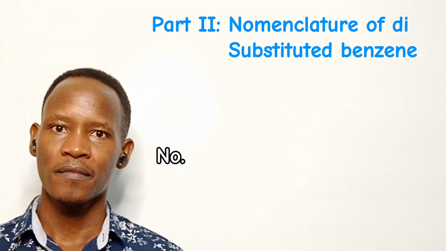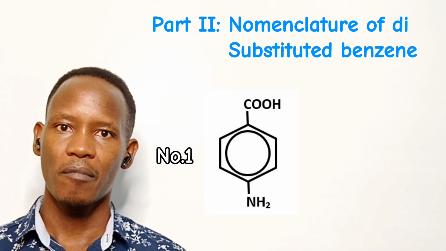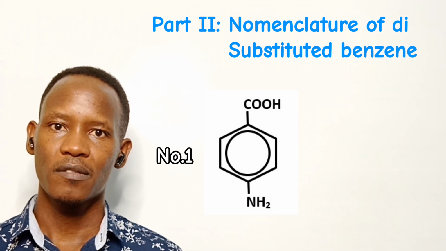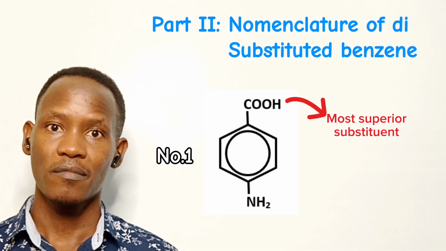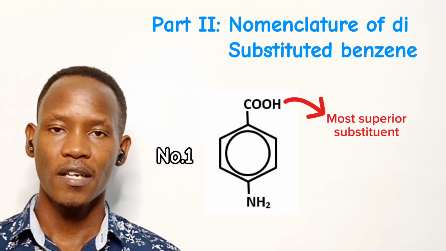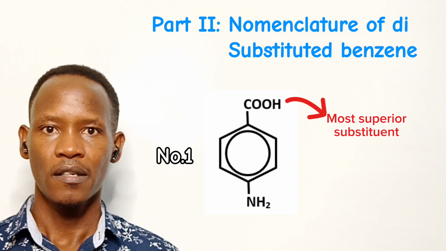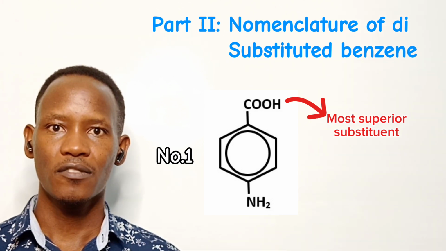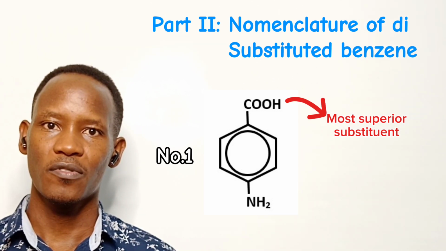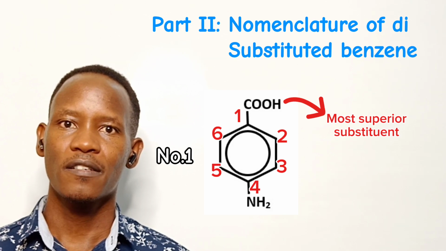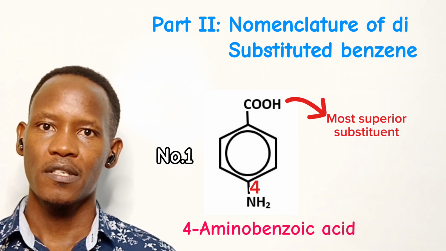In the first example, the benzene ring has two substituents, that is the carboxylic group and the amino group. Now, according to the list that we displayed, the most superior group is the carboxylic group, and therefore the parent name of this compound is benzoic acid. Assigning numbers to carbon atoms of the benzene ring, starting from the carbon atom attached to the carboxylic group, we identify that the amino group is on position 4. And finally, we write the name as 4-aminobenzoic acid.